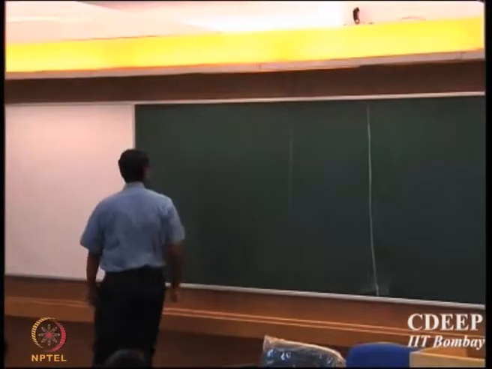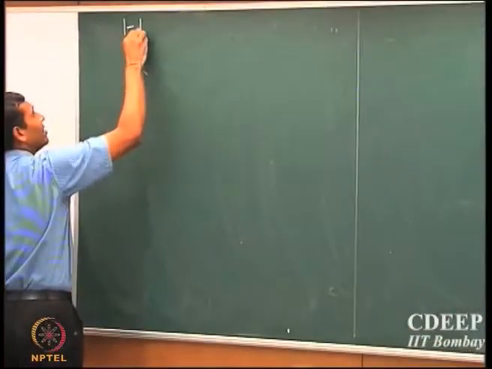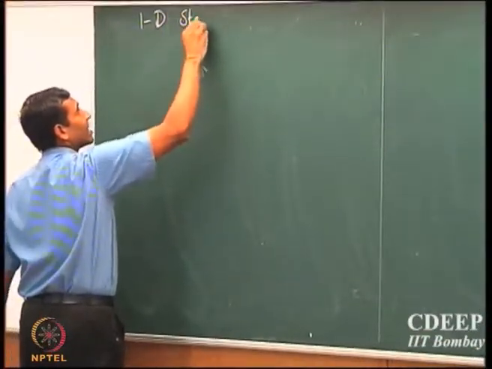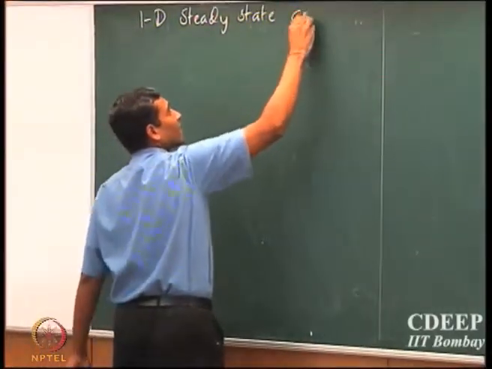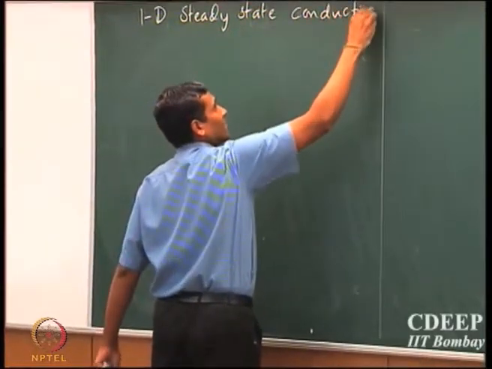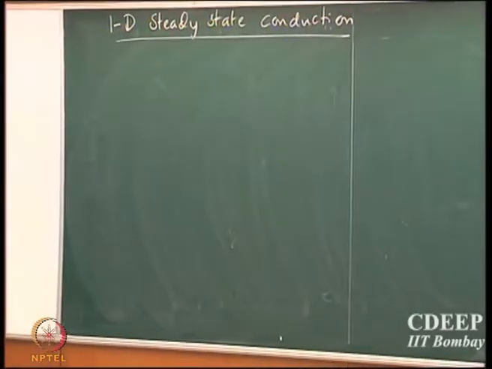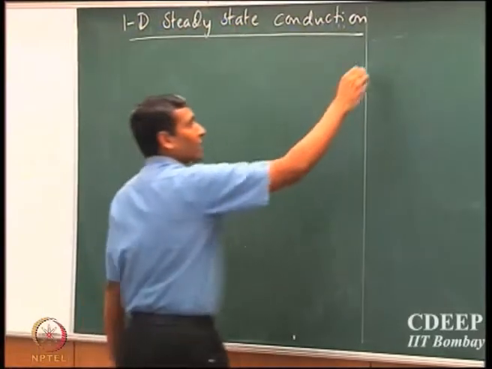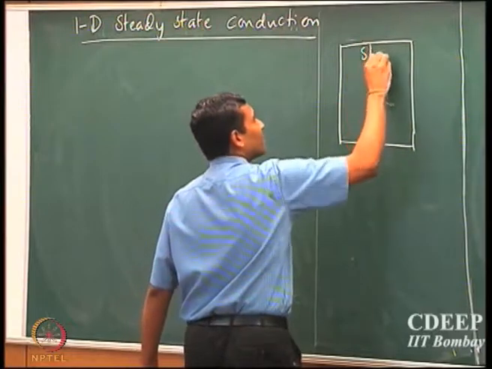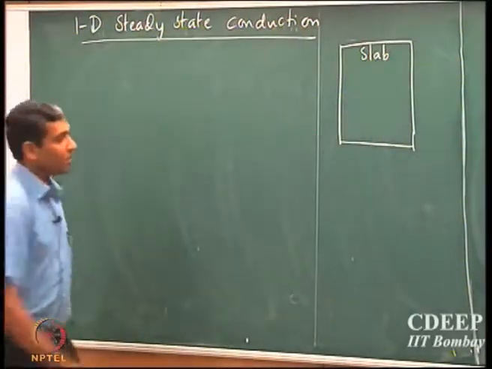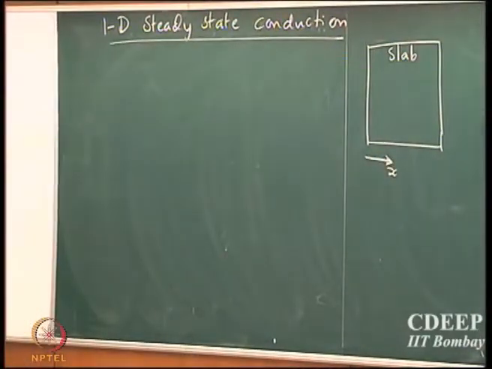So let us take a specific example. Let's say we start with a one dimensional steady state conduction process. So we start with a simple one dimensional conduction. Let us say we have a slab, and we assume that it is one dimensional. So let us say that the conduction process is in the x direction.